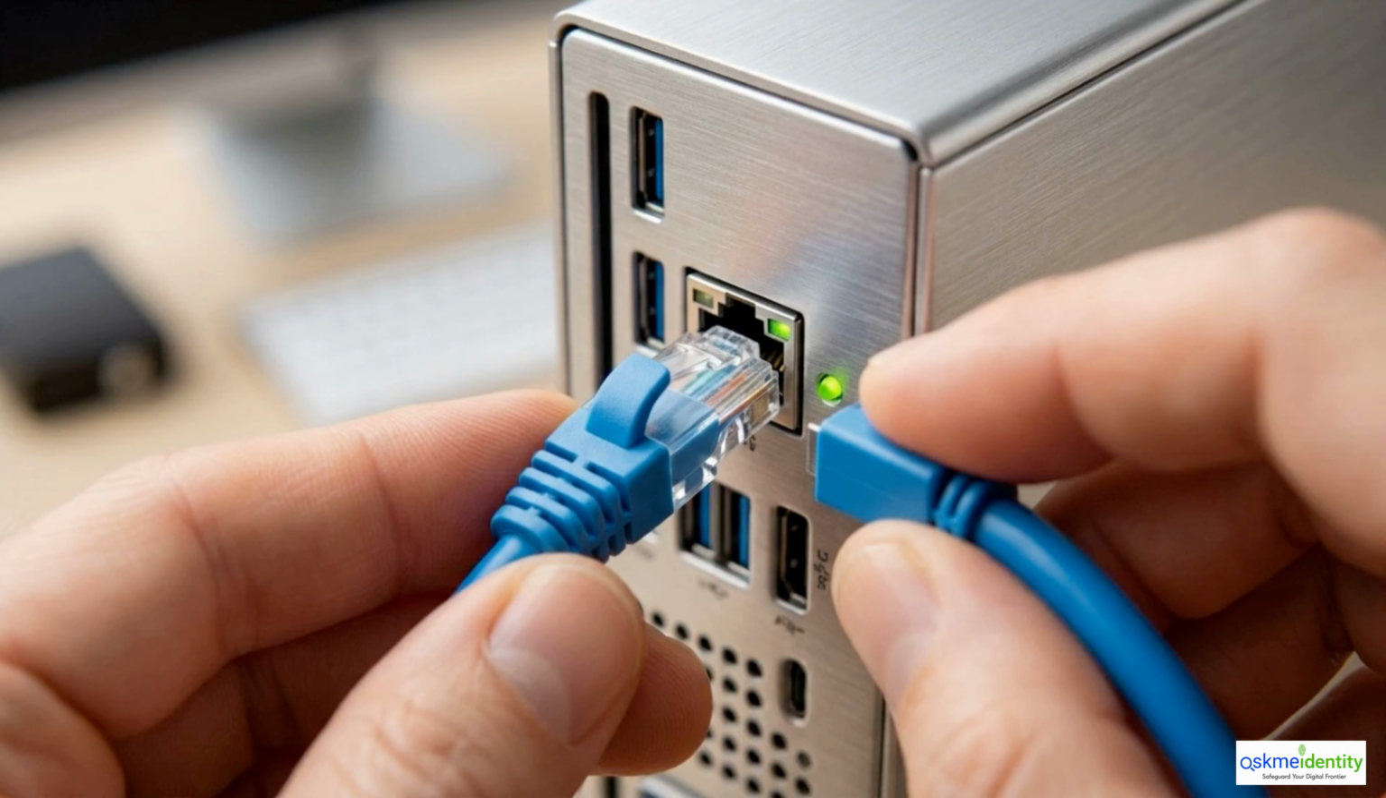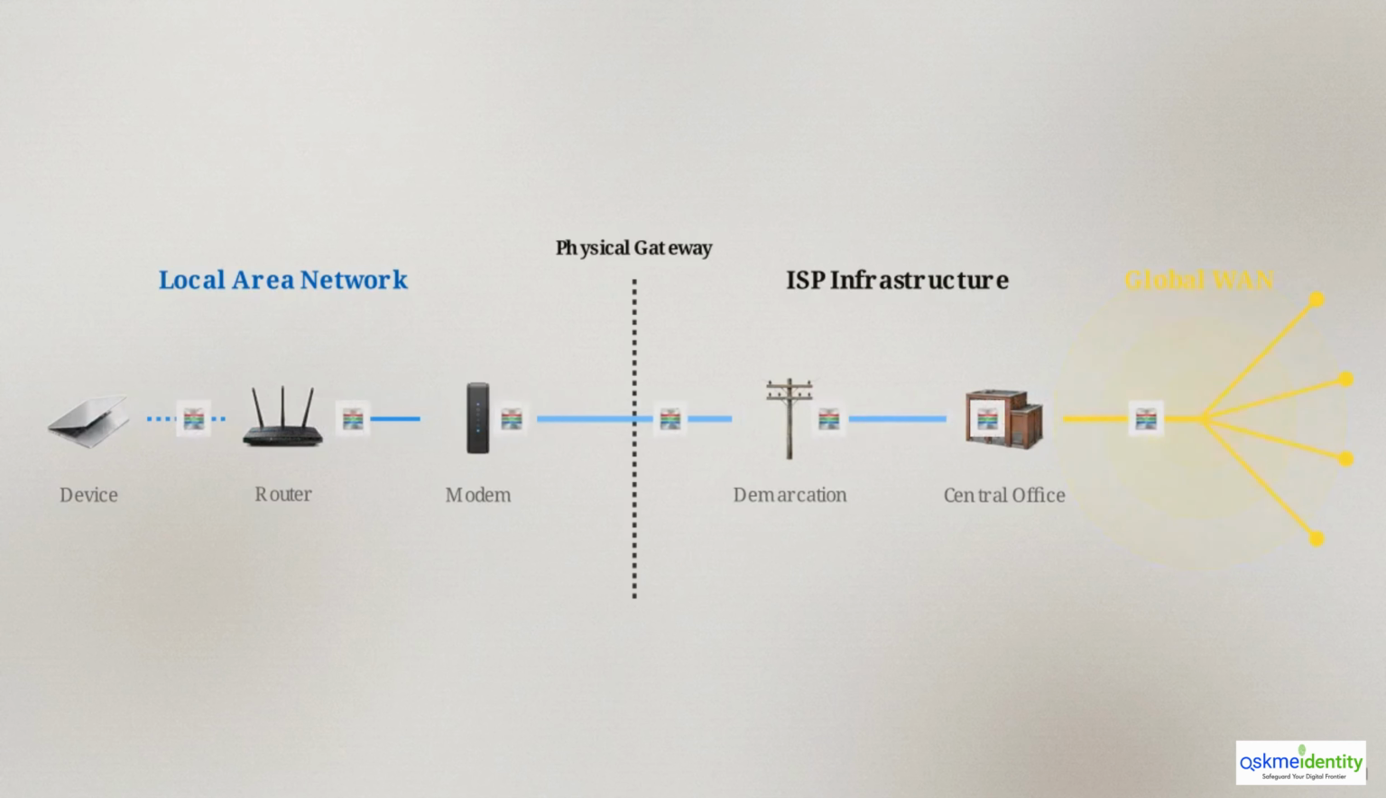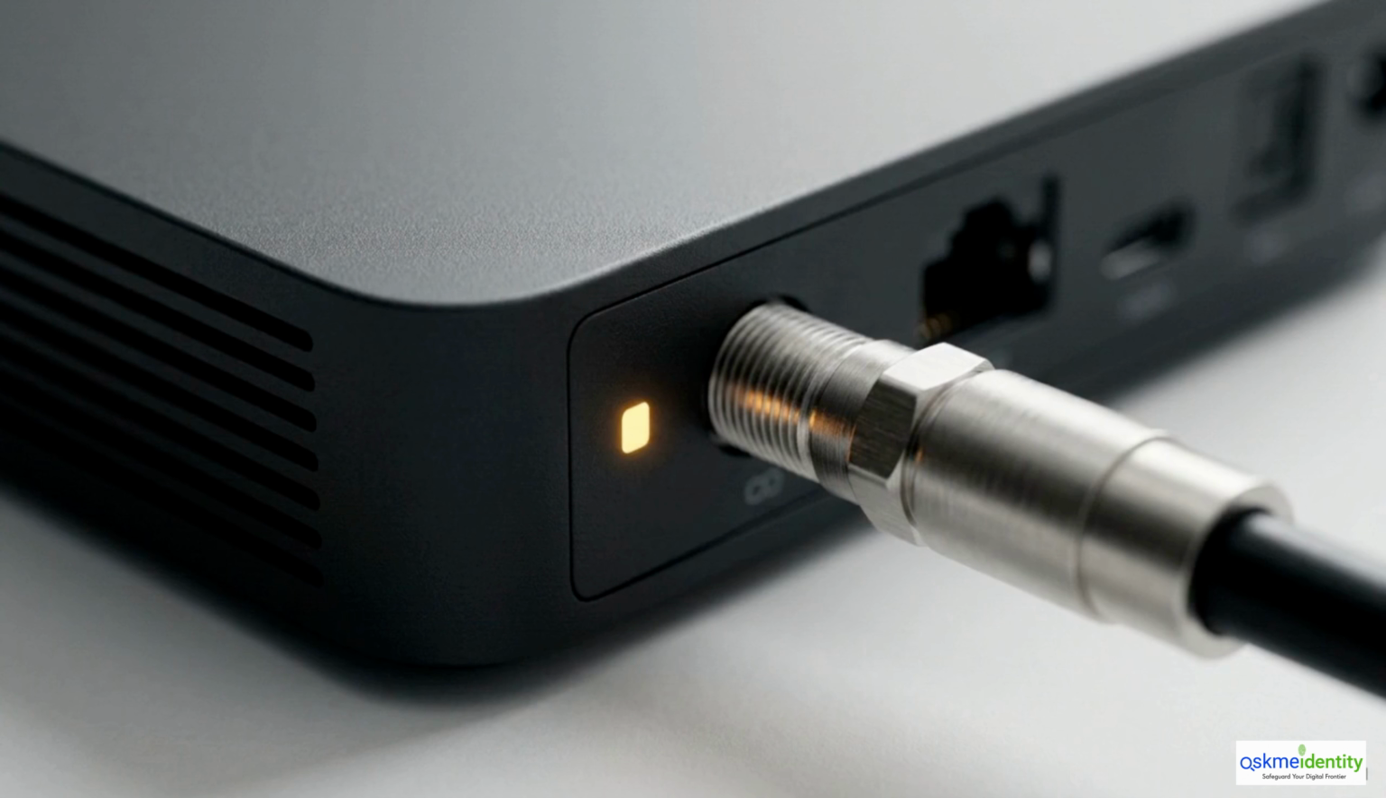Step 1 is establishing the incoming connection. You'll take the line coming from your wall and plug it directly into the data circuit terminating equipment, which is commonly known as the modem. The modem translates rolling analog waves from your provider into discrete digital blocks.